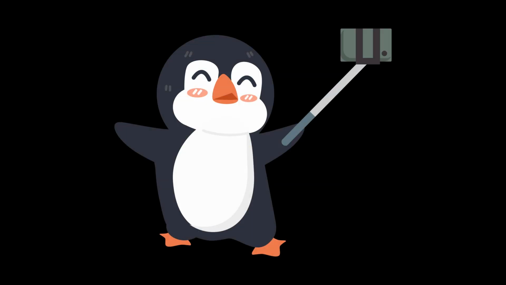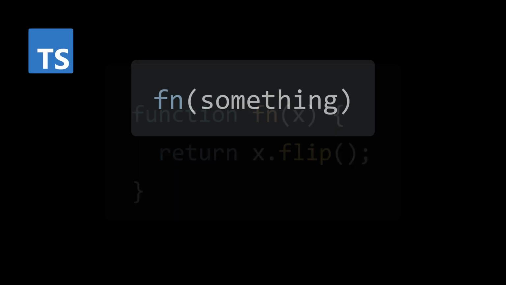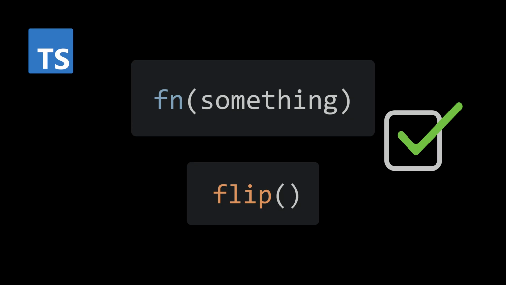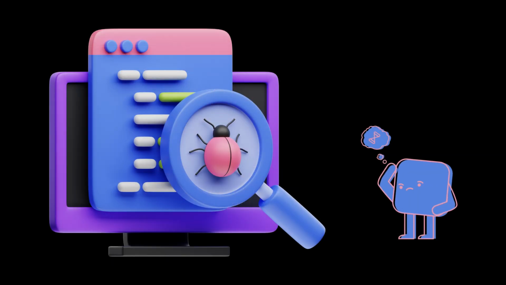Let's take another example. function fn(x) { return x.flip(); }. Now, if we call fn(something), we'd better make sure that something has a method called flip. But JavaScript won't warn us. The only way to know if it works is to run it and see what happens. If it fails, it fails at runtime, after the code starts running. That makes writing and debugging harder.